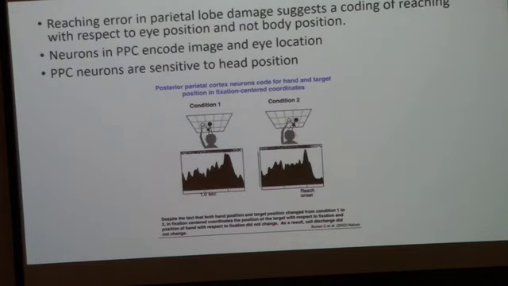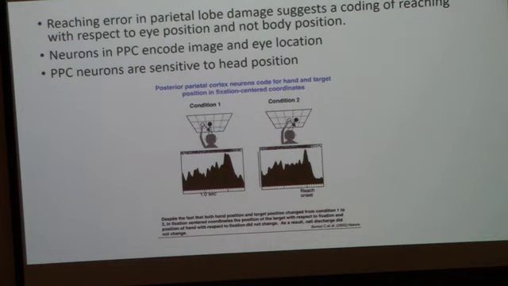Here we look at PPC neurons. PPC neurons in the parietal lobe code for reaching with respect to eye position, not body position, which means that if you change your body position but your eye position doesn't change, that's not coded by the PPC. PPC also includes both the target location and the eye location. They're sensitive to head position because they are sensitive to eye position.